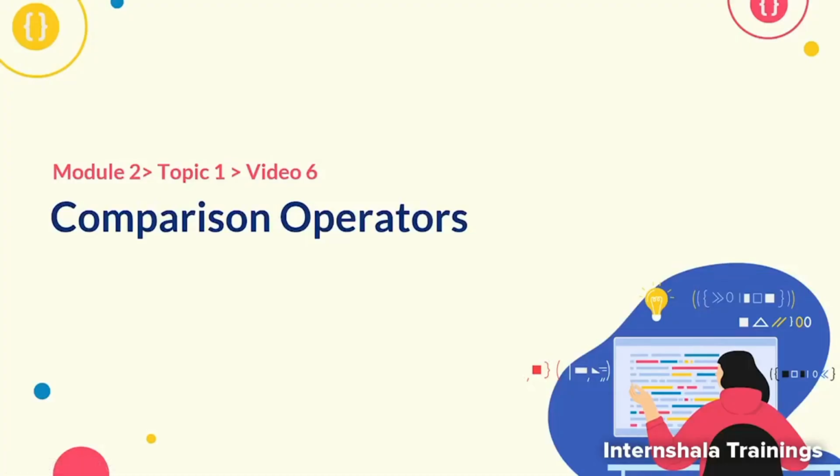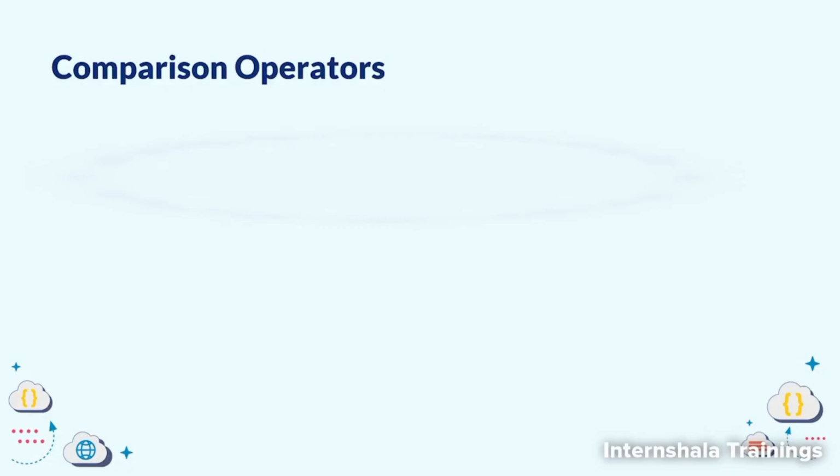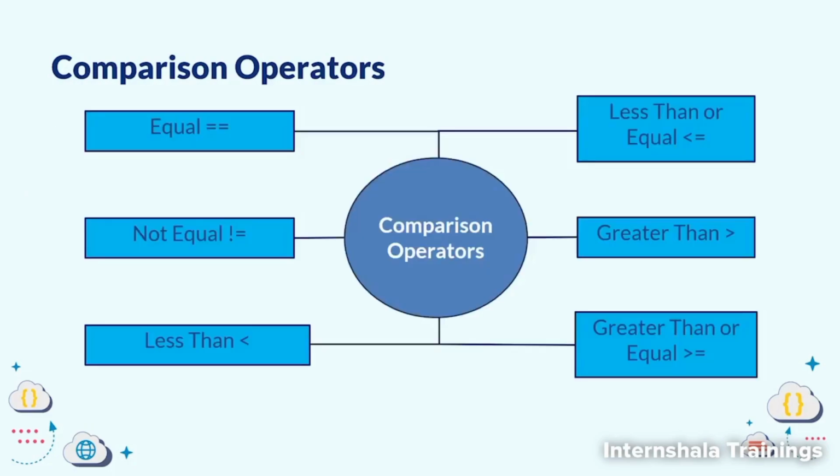Hello and welcome back. In this video, we are going to learn about the comparison operators. So comparison operators are used to compare two values or two variables. As we can see on the screen, in Java, there are 6 different comparison operators, which are equal, not equal, less than, greater than, less than or equal, greater than or equal.